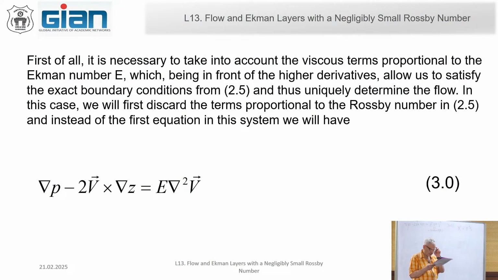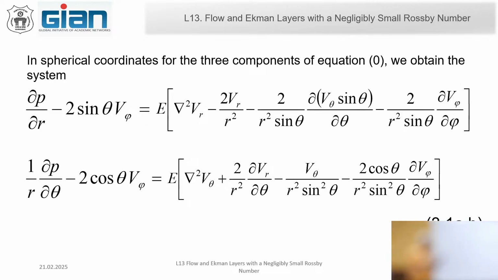Let us write all these equations and boundary conditions in detail for their further use in this section. So let us start with equation 0. The spherical components of this equation are determined by scalar multiplication by the corresponding unit vector. For more details, see problem 3.1 below. Here we also state the problem. As a result, for the three components of equation 0, we obtain the system.